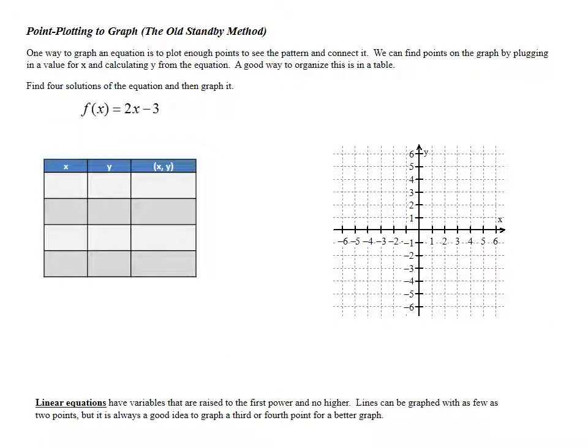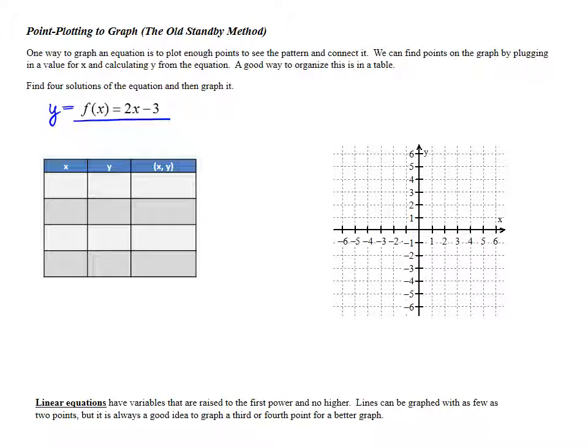When graphing an equation or a function involving two variables, the old standby method is the point plotting method. You can use point plotting for any equation you come across. And the idea with point plotting is that you're going to create a series of points for the function or the equation based on finding solutions. And often we organize the way we do that in a table. So here I have the function f of x equals 2x minus 3. Remember, f of x is just another way of saying y.